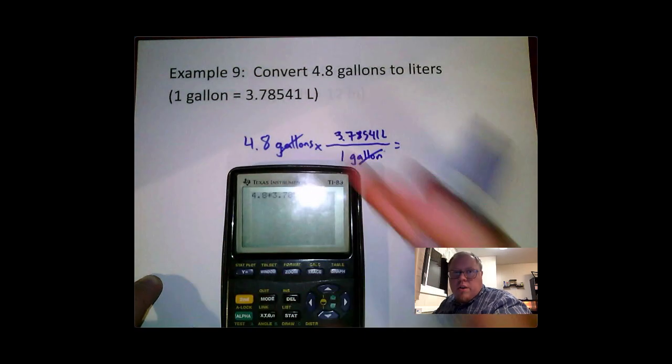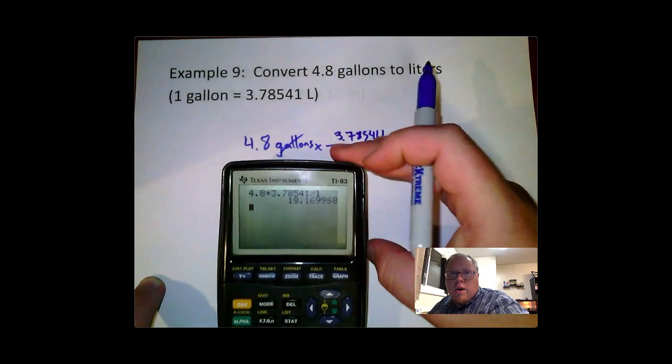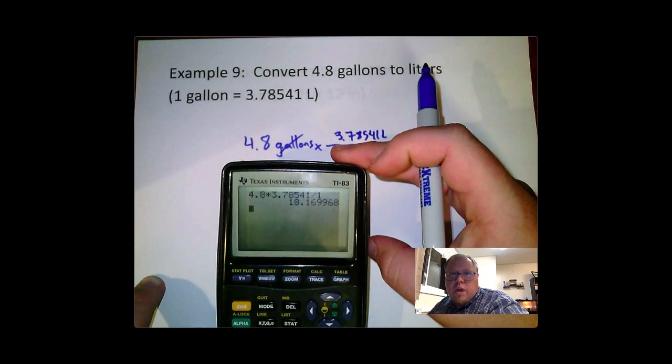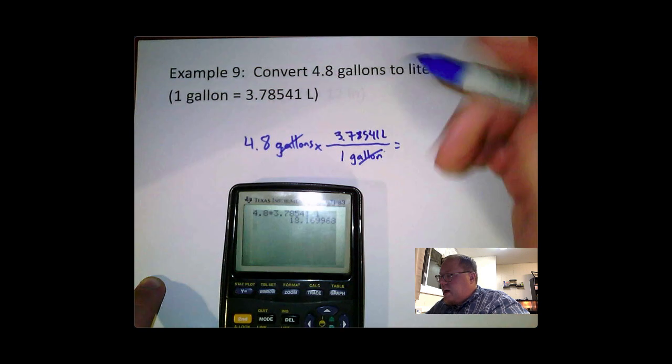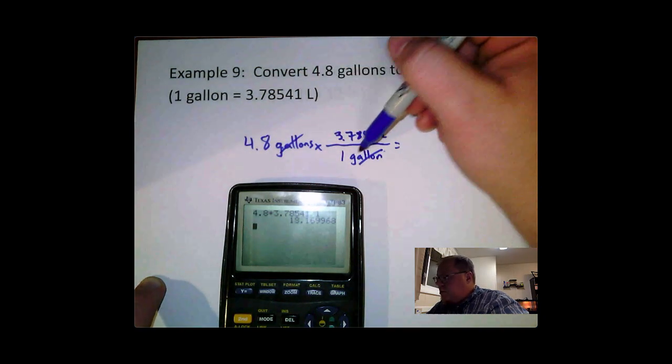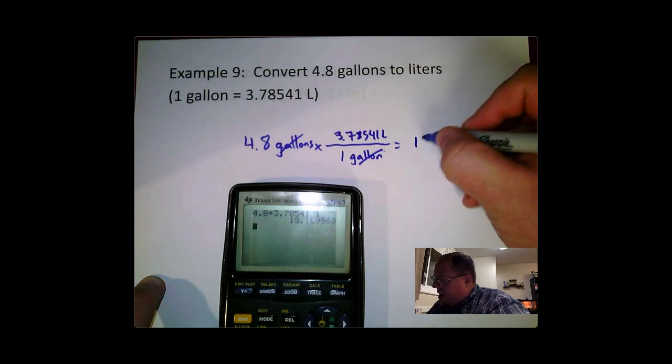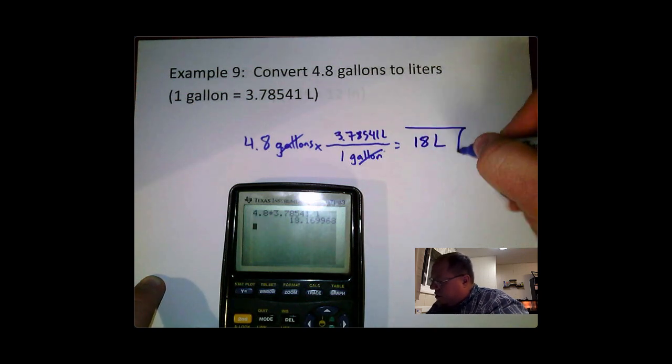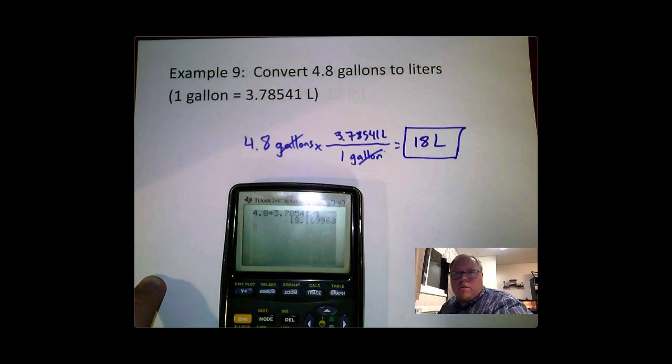Right, dumps that into the calculator there. And I get 18.169968. This has 2 significant figures. This is how it's equal, so those are infinite. So I'm going to go with 18 liters, 2 significant figures. Okay.